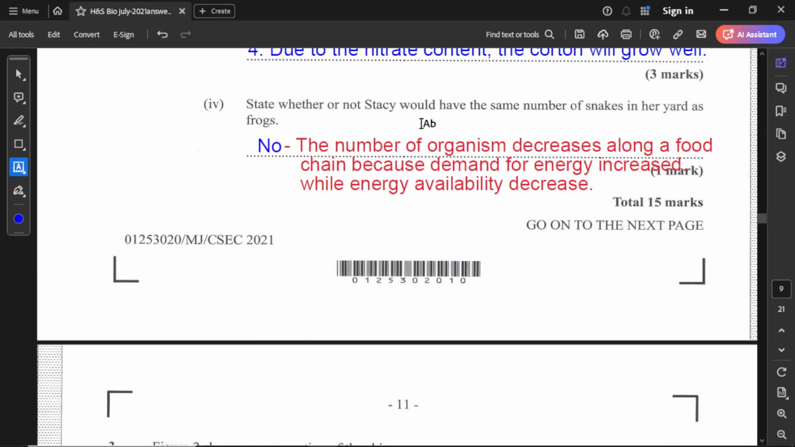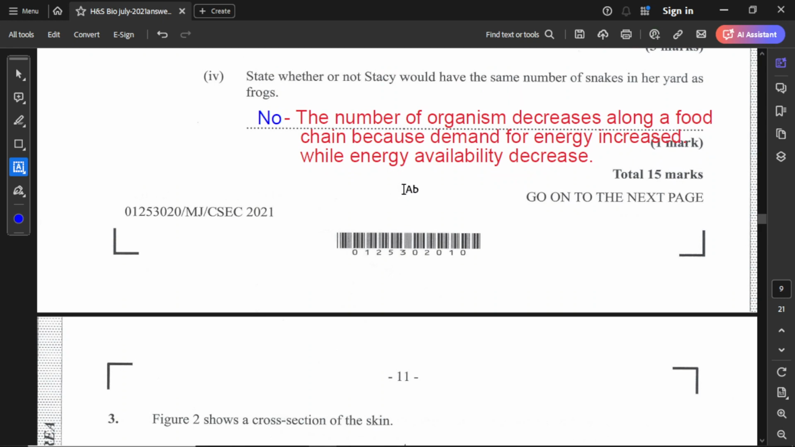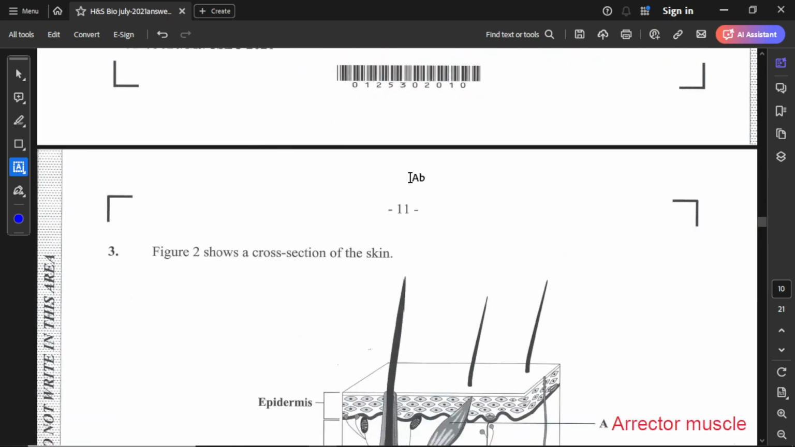All right, so definitely the numbers of organisms on different trophic levels will never be the same because of the demand for energy.